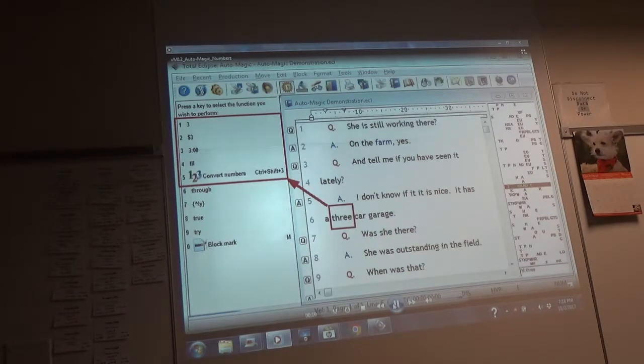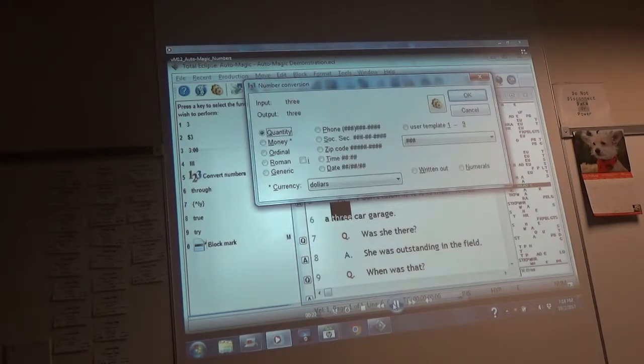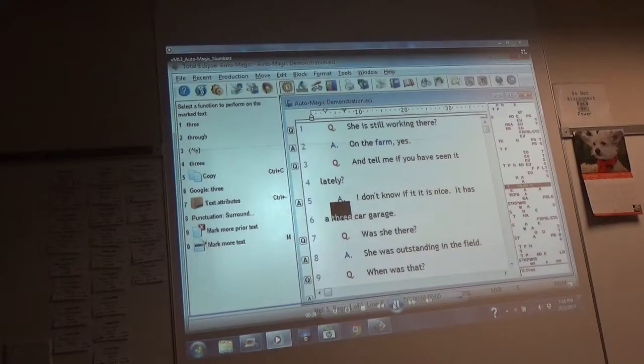Automagic offers me several number conversion choices, turning this to a digit, to a money number, to time, to a Roman numeral, and in case these are not enough, choice 5 opens the number conversion dialog, so I have all of my number conversion choices at my fingertips. In this case, no change is necessary.